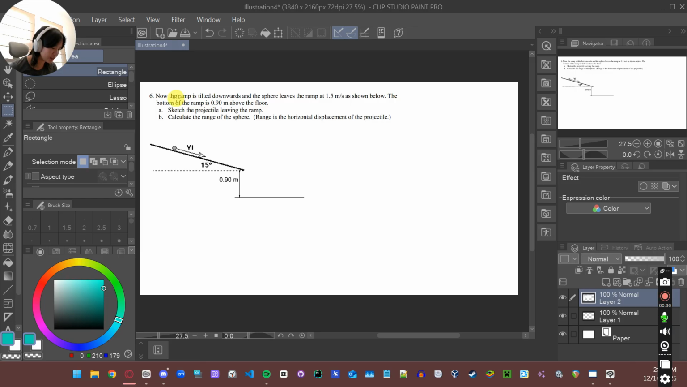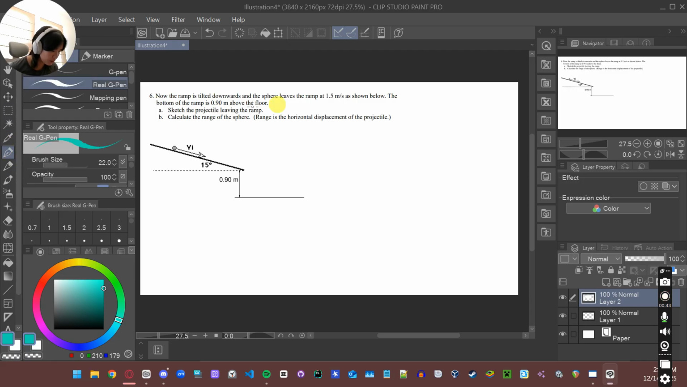So this problem says that the ramp is now tilted downwards from problem 5, and the sphere leaves the ramp at 1.5 meters per second as shown below. So that's the initial velocity. And we also know that the bottom of the ramp is 0.9 meters above the floor.